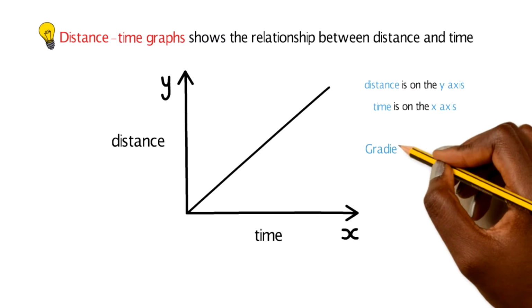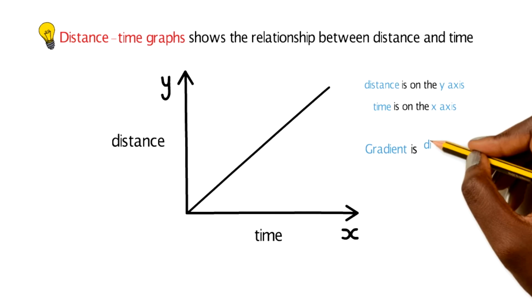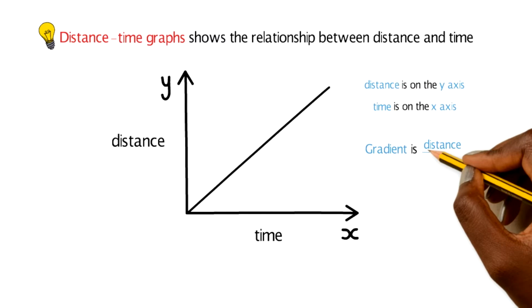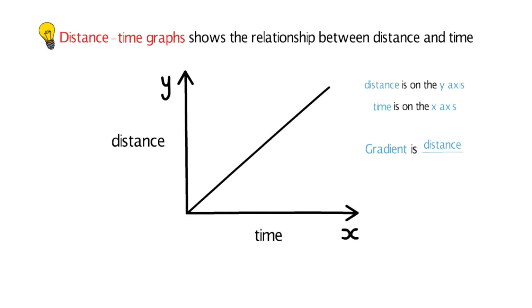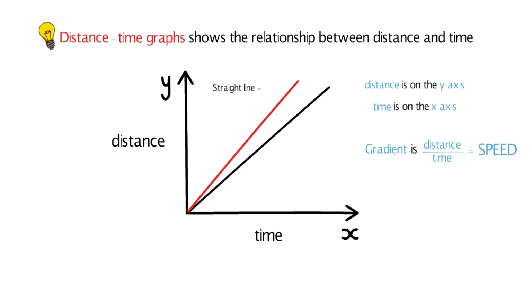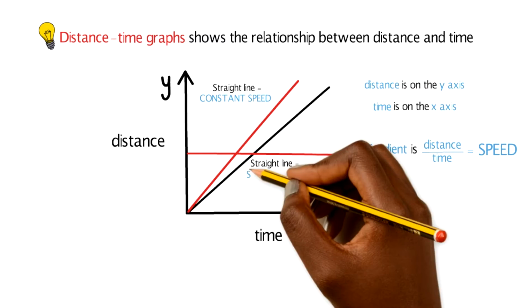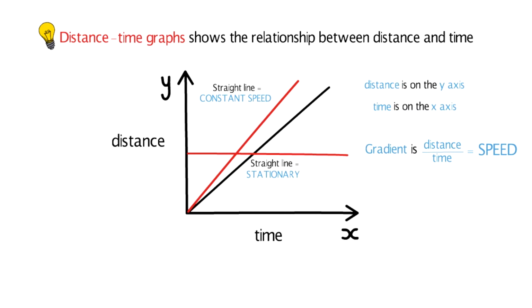Now, with our gradient, so gradient is usually a change in y over change in x, right? So it's going to be your distance divided by your time. And distance divided by time is equal to something else, and that is our speed. So if you have a straight line on a distance time graph, that means that the speed is constant. Whereas if you have a horizontal line on the distance time graph, that means the object is stationary.